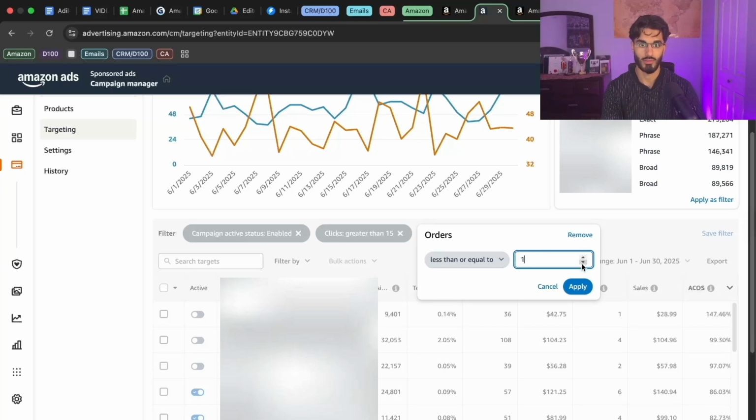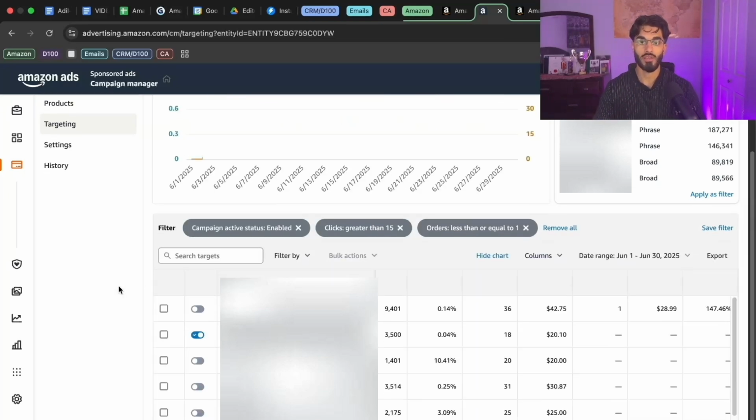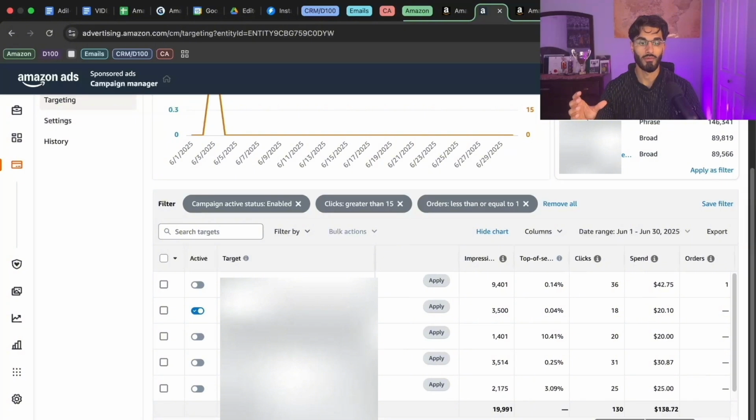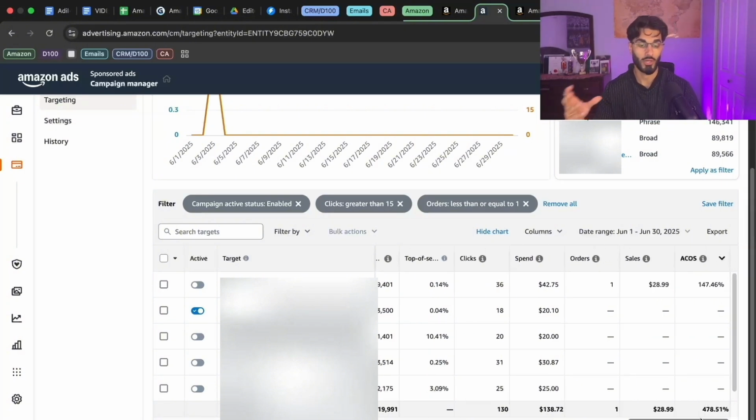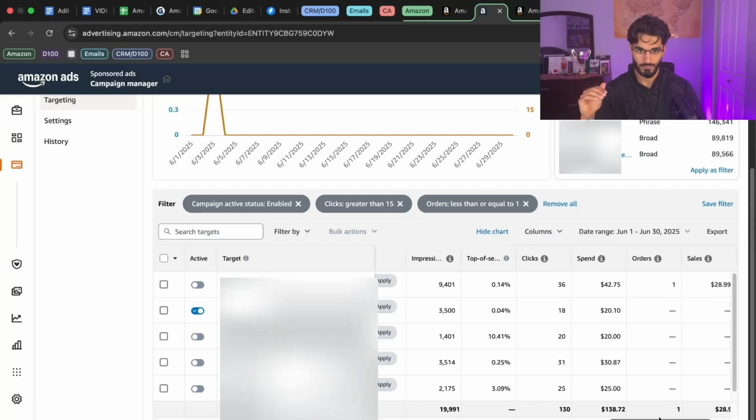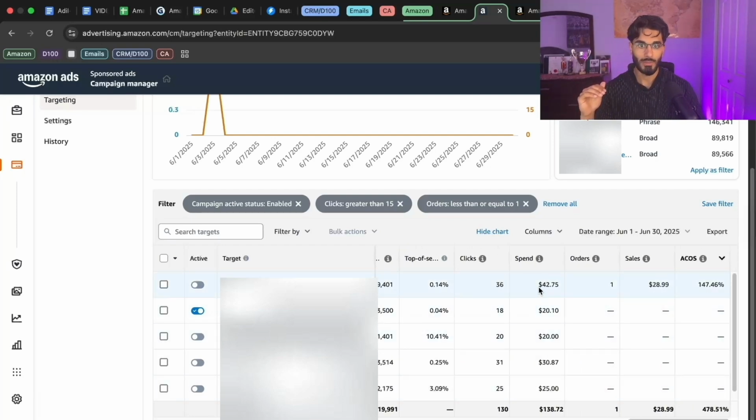Now this is where you want to adjust things based off of whether this keyword or this product is super important for you, so you can decide whether to negate it fully or just reduce the bids. So for example, for this right here, we spent $42 and we got one sale of $29. Now the ACOS is 147%. There's a bunch of things to consider here. We got 36 clicks and got one sale. Since we got one sale, I don't want to fully negate it, unless it's super necessary. If it's a term that's very important for you, you can keep it running, so on and so forth. Or if it's not, you can just cut it out flat.